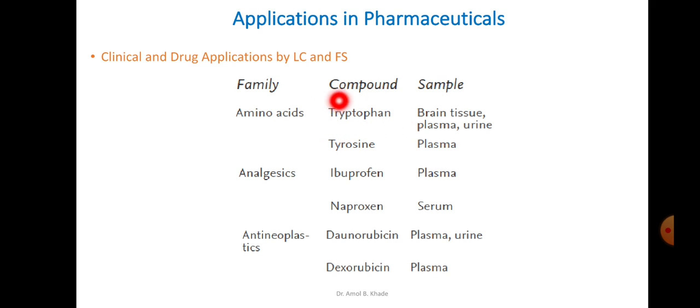Now if I want to quantify the tryptophan available in a biological fluid, let's say in the brain tissue, the plasma or the urine, I will take this biological sample which contains the tryptophan and purify it with liquid chromatography. Liquid chromatography is a powerful separation technique which will separate the mixture into individual fractions. Once you separate the complex mixture into individual fractions, that means you are purifying the sample. Once you get pure tryptophan from this biological sample, we can subject it to fluorescence spectroscopy.